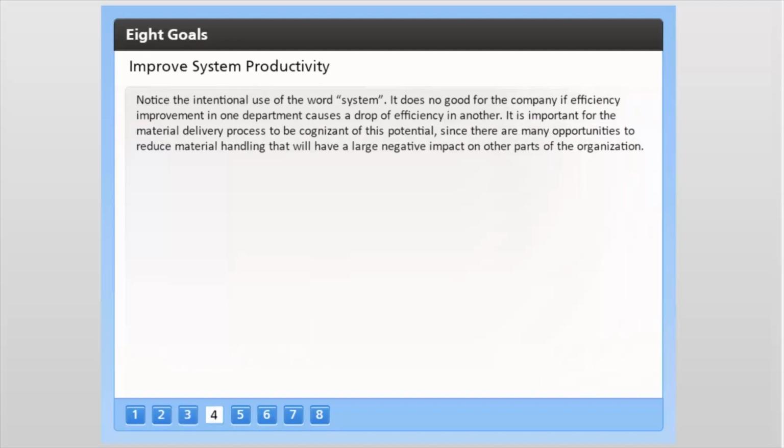Improve system productivity. Notice the intentional use of the word system. It does no good for the company if efficiency improvement in one department causes a drop of efficiency in another. It's important for the material delivery process to be cognizant of this potential, since there are many opportunities to reduce material handling that will have a large negative impact on other parts of the organization.